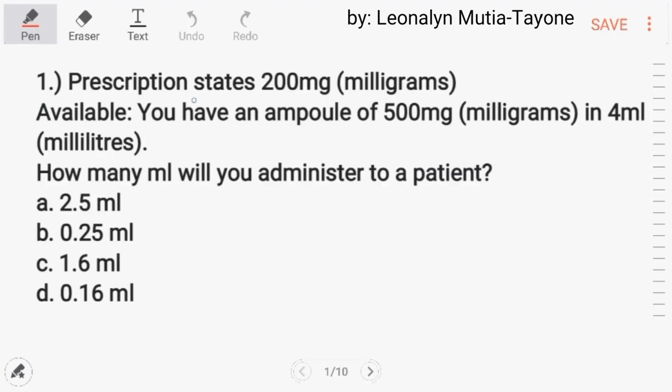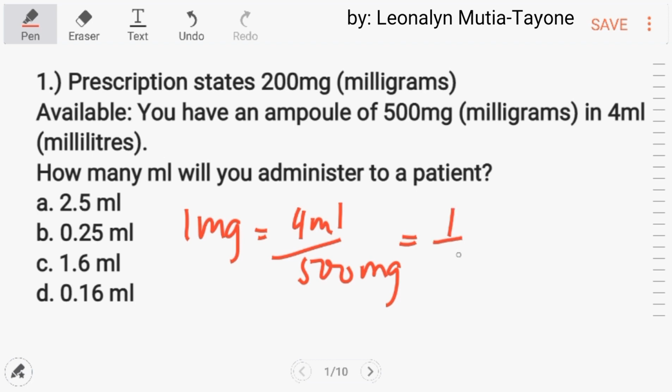Number 1, prescription states 200 milligram. Available, you have an ampule of 500 milligram in 4 ml. Question is, how many ml will you administer to the patient? And these are the choices. How to do this? The first step is to find out what volume contains 1 milligram. 1 milligram is 4 ml divided by 500 milligram, or that is 1 over 125.